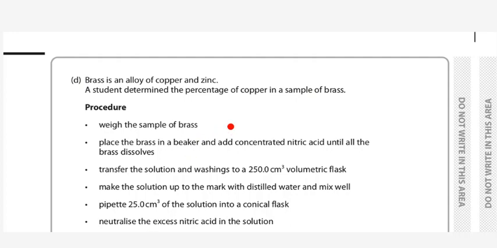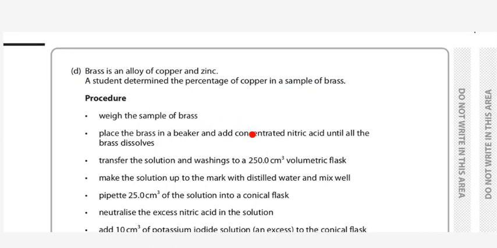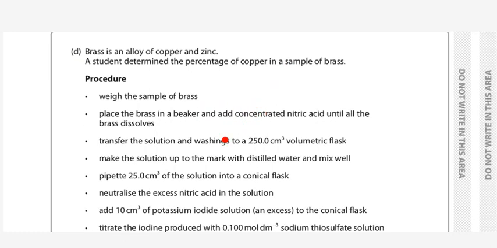Brass is an alloy of copper and zinc. A student wants to determine the percentage of copper in a sample of brass. The procedure is mentioned. Weigh the sample of brass, place the brass in a beaker, and add concentrated nitric acid until all the brass dissolves.